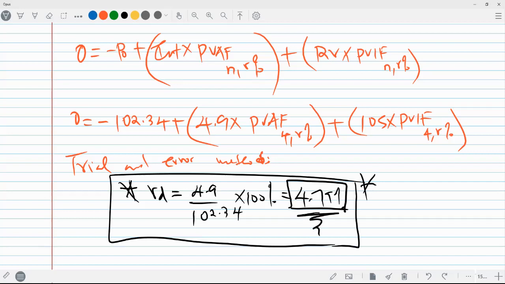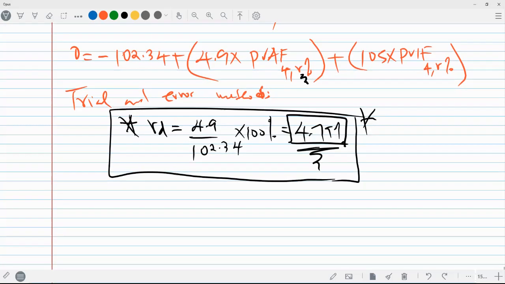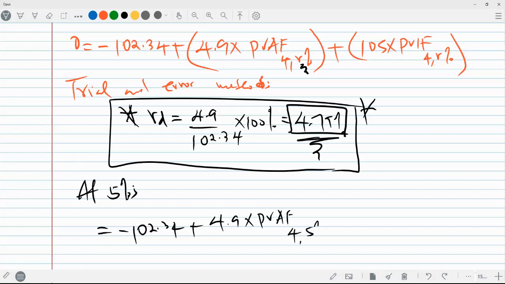So what if we begin at 5%? Let's discount these cash flows at 5%. At 5%, you'll be getting negative 102.34 plus 4.9 times present value factor, 4 years, 5%, plus the redemption value 105 times present value factor, 4 years, 5%. What do you get?